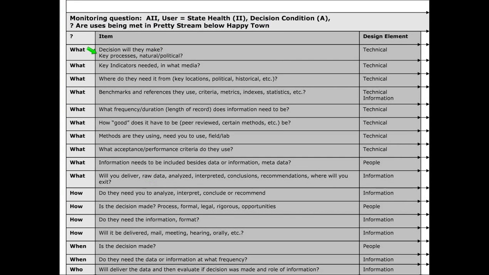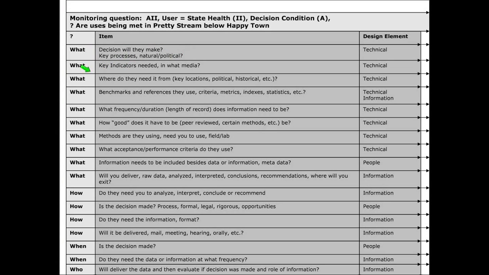What key processes, natural and political, do they need to consider that maybe you don't need to consider? Like if it's a Clean Water Act process, there's a certain time of year that they might be taking data to assess or answer your question. Maybe it's an election year. Maybe a county commissioner is getting voted in or out, or maybe it was an anniversary of an event like Katrina that has political ramifications for the questions you're answering. These are real things to decision makers, and you want to incorporate that into your design if necessary.